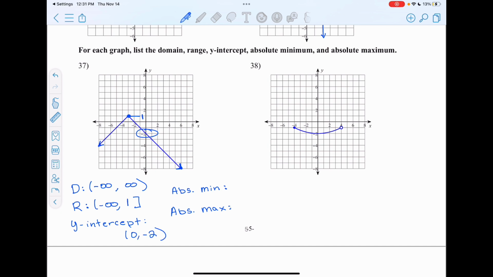And now we have to find our lowest and highest y value for our absolute minimum and maximum. Since I'm going low forever, I'm never going to reach a lowest point, so I have no absolute minimum. But my absolute maximum is my highest y value, which is 1. Make sure your absolute minimum and maximum match your range. Notice how my low end was negative infinity, which makes sense on why I did not have an absolute minimum. And my highest y value was 1, which matches the 1 on the right side of my range.